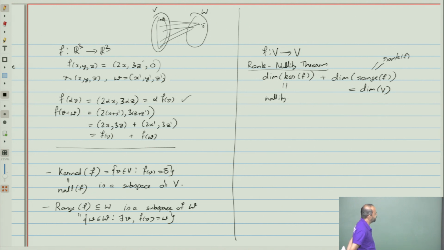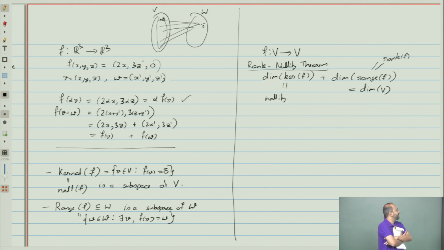Some version of it will hold. I need to state it in the right way. But typically this theorem is stated for square matrices. I think this theorem makes sense only for square matrices. Possibly you can say something also for non-square, but that can be derived from this.